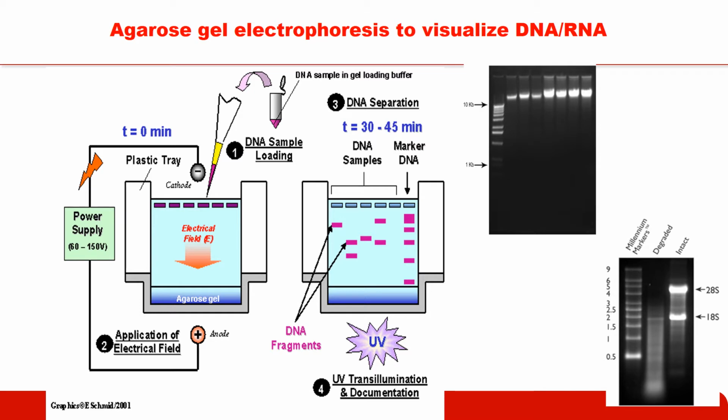If you look at the bottom of the slide, the smear that is shown is basically a bad extraction because the DNA has been degraded or sheared into tiny little pieces, therefore it looks like a smear. However, DNA that is intact will look like lovely, clear and crisp bands on the agarose gel.